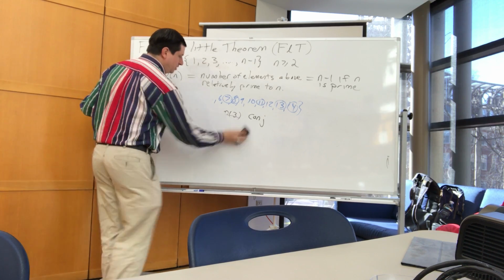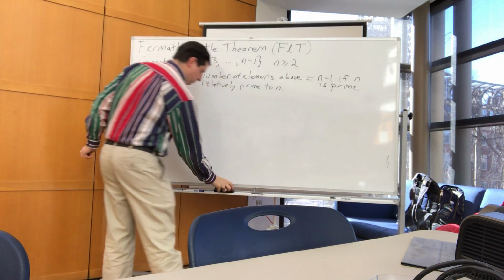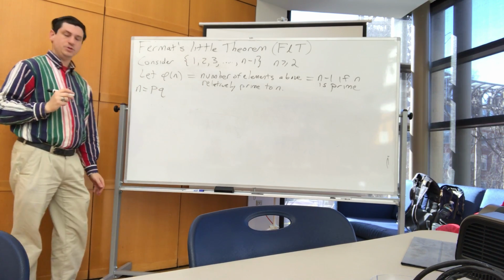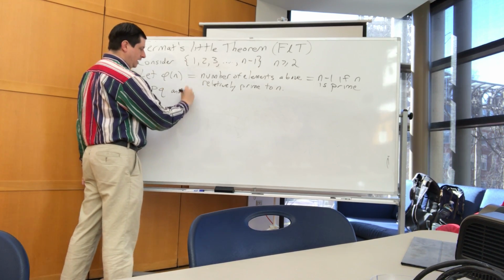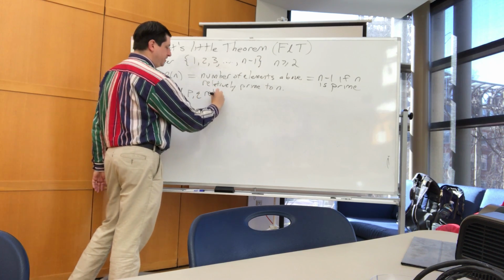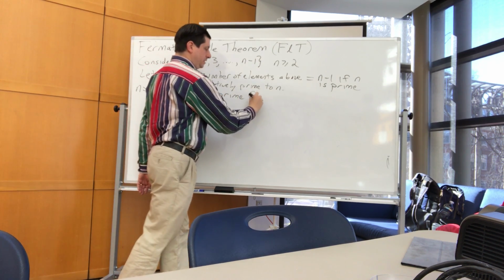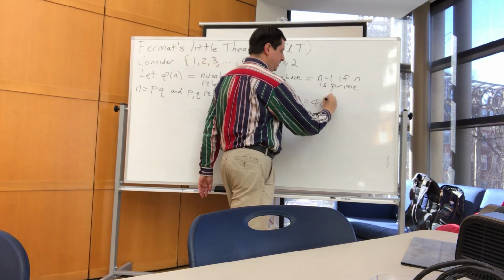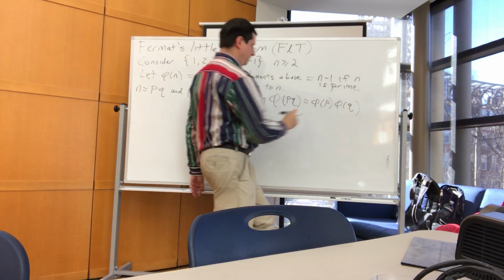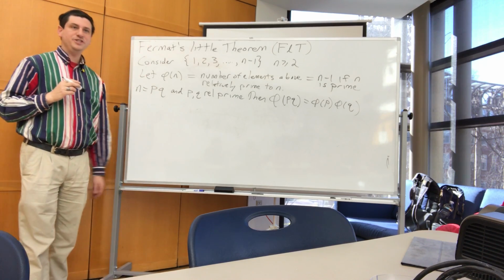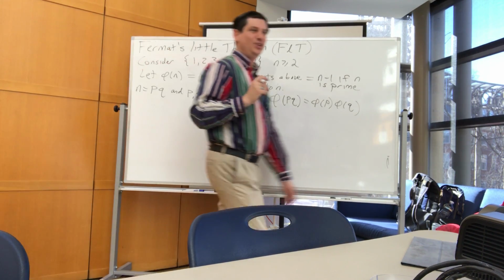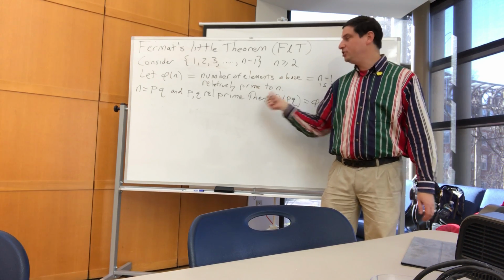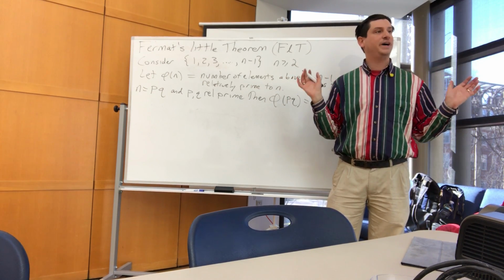So let's try to show that we got it in general. If n equals p times q, and p and q are relatively prime, then phi of p times q is phi of p times phi of q. If you are watching this extremely carefully, you will notice that I didn't say p and q are distinct primes. I just said p and q are relatively prime numbers. They have no common factor.